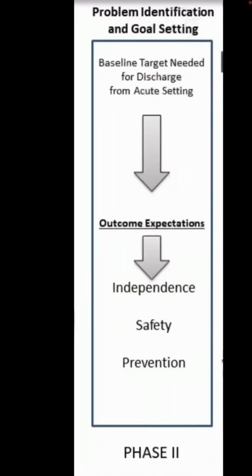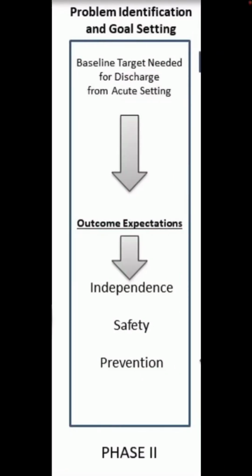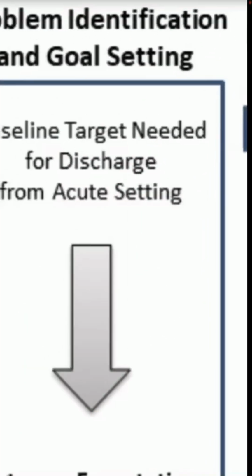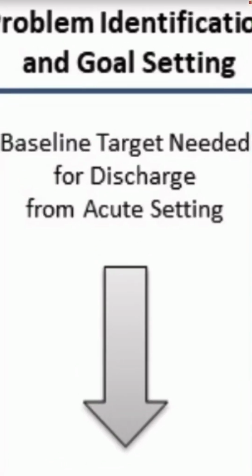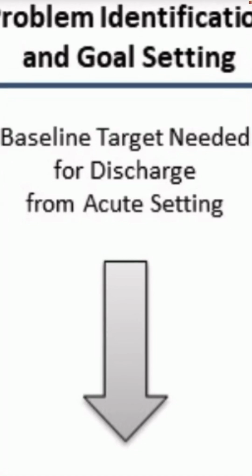The next phase after the assessment: sometimes these patients will have some problems, but it doesn't become a problem until they have identified it to be a concern. So the second phase is really as important as the assessment phase. The second phase is problem identification and goal setting. Here, you work with your clients, your patients and their family. What you need to do is establish or find out the baseline target that is required for the person to leave your care as an occupational therapist.